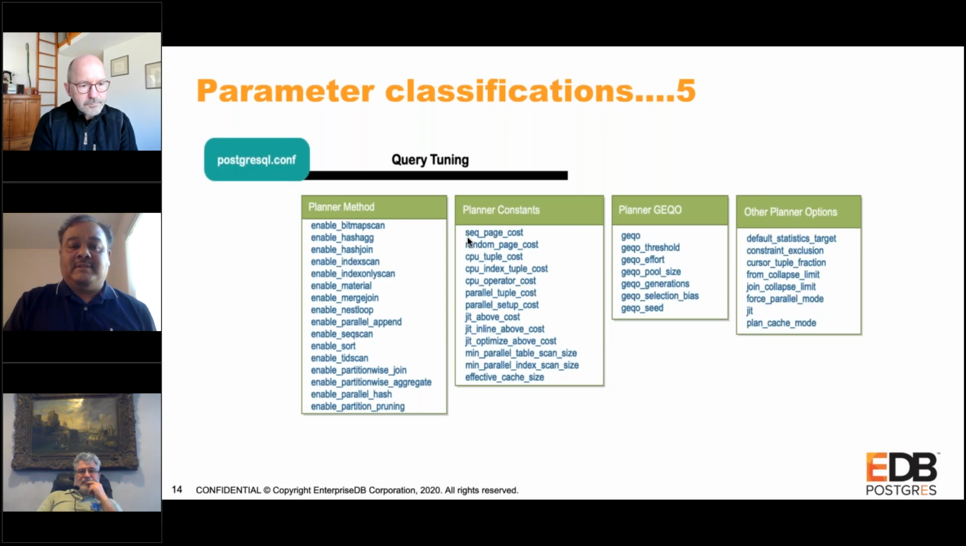So here it talks about sequential page cost, random page cost, and CPU cost. These are some of the parameters that will control the behavior of your optimizer. I will come back to this section because we have a few of these parameters in our recommendation section where we can discuss. And next, you have the genetic planner here, and we have other planner options like cursor tuple fraction. So these are some of the planner related parameters.